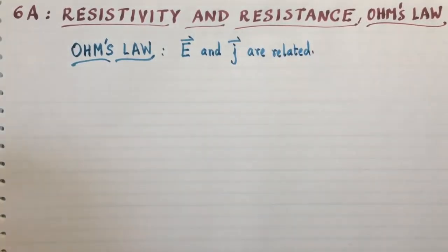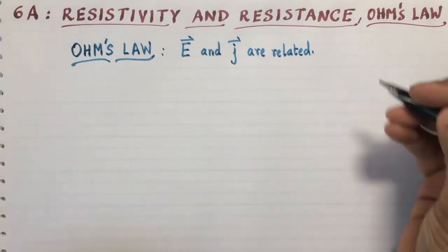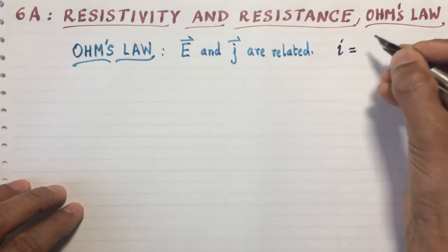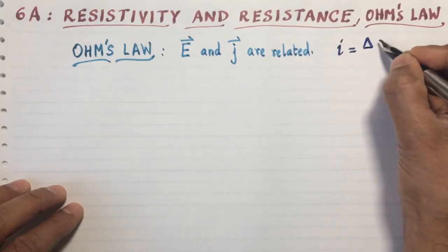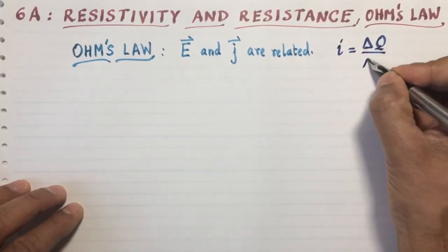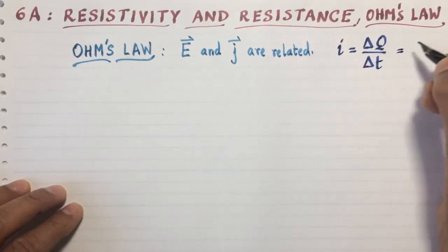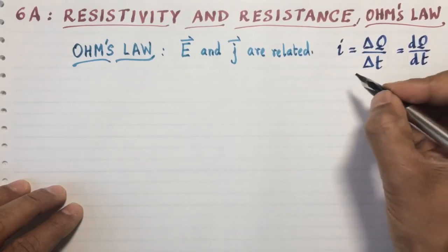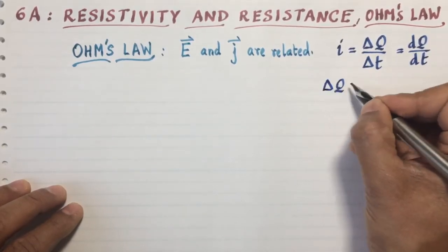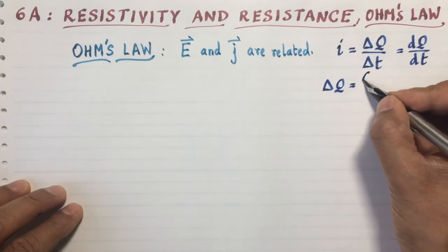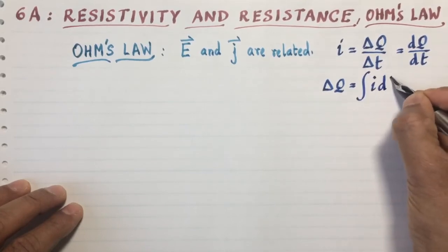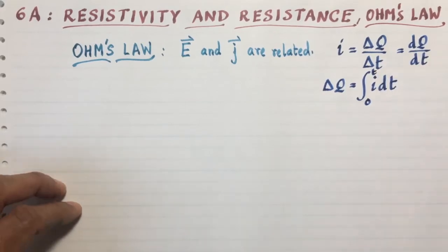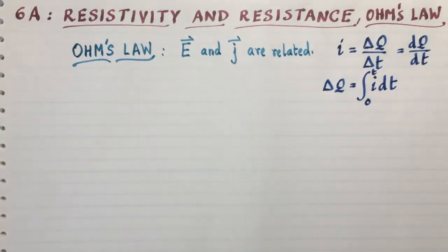Now, what is current density? First of all, to answer that, I have to talk about current. What is current? Current is defined as charge flow per unit time, or in the calculus sense, it's dq by dt. Or in other words, the total charge that flows through the circuit at any given time is the integral of I dt from some time 0 to some time t. So that's the concept of current.